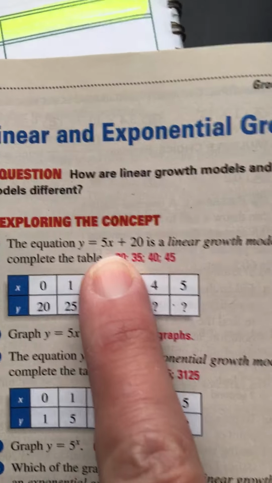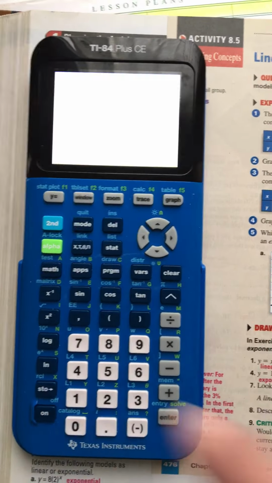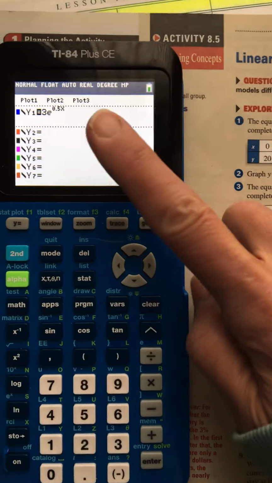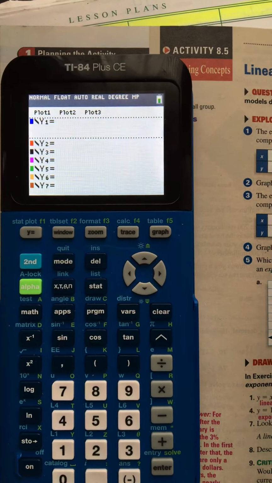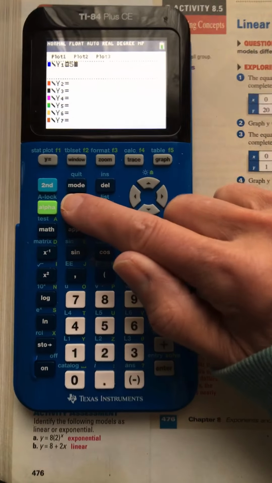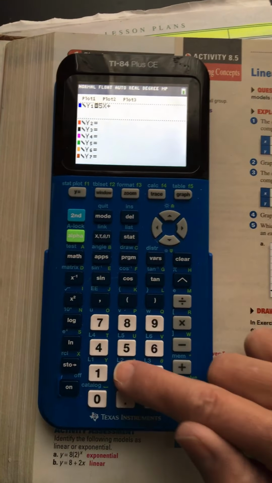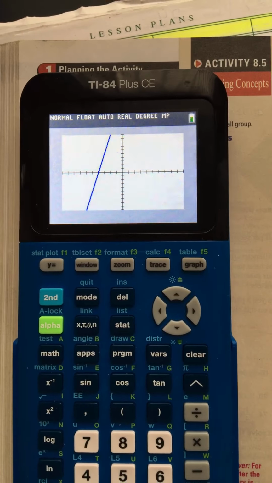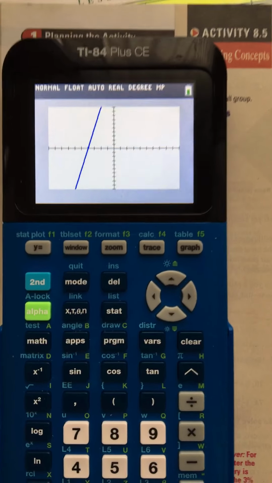So first, one thing we could do is just graph this equation and see if it's exponential or linear. So to do that, we turn on our calculator, we go to y equals, we clear out what's in there, and now we can put in our equation. 5, that's the button for x, plus 20. Now, I'm going to hit graph and see if my window's okay. Ta-da! It's all right. It's a straight line. I can tell this is regular growth, linear growth.